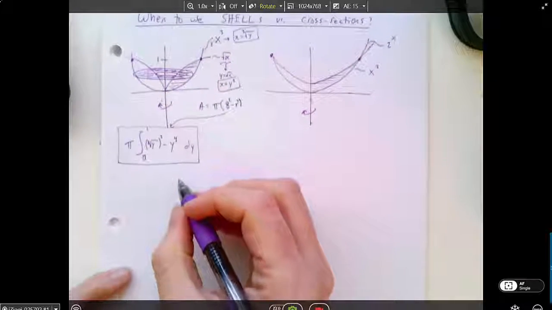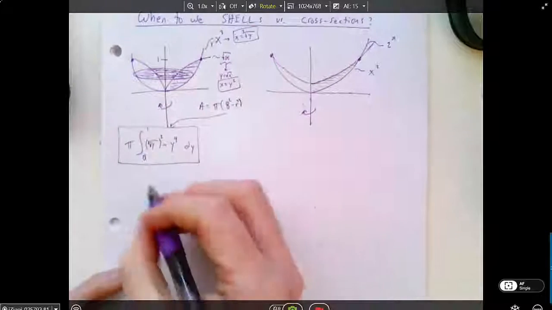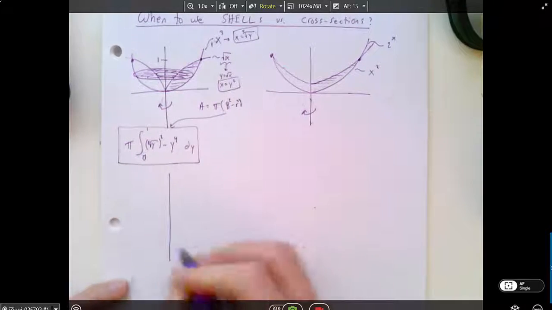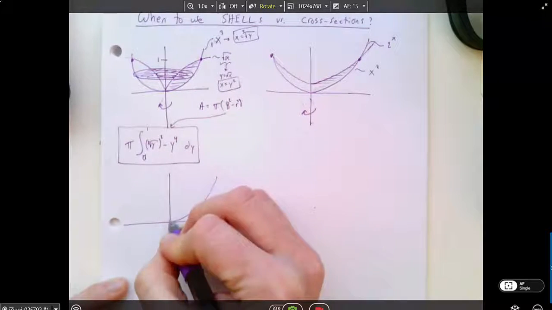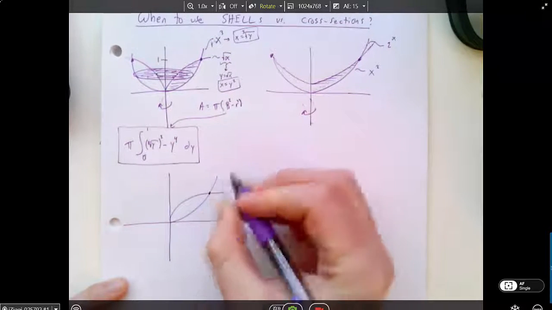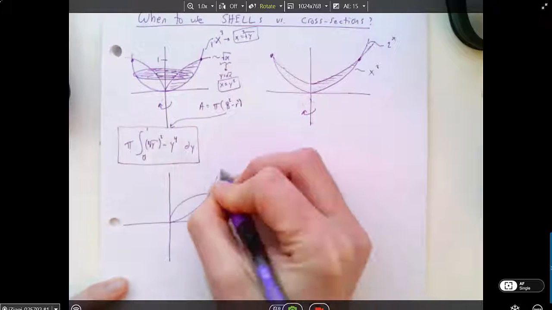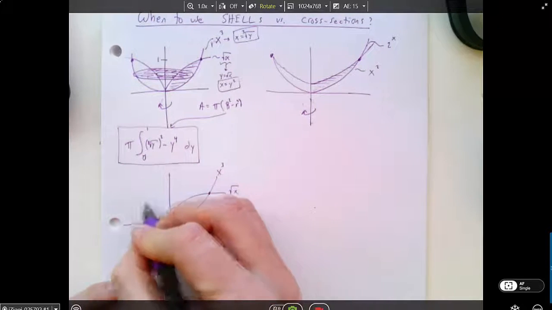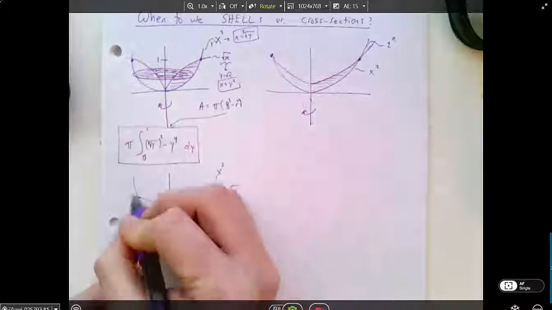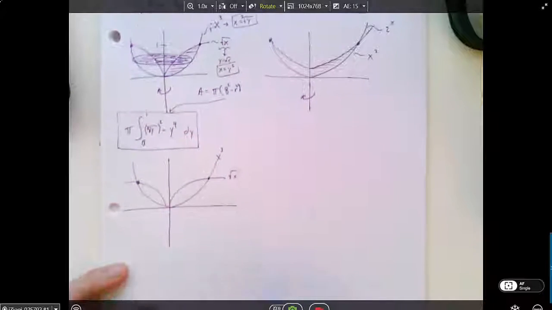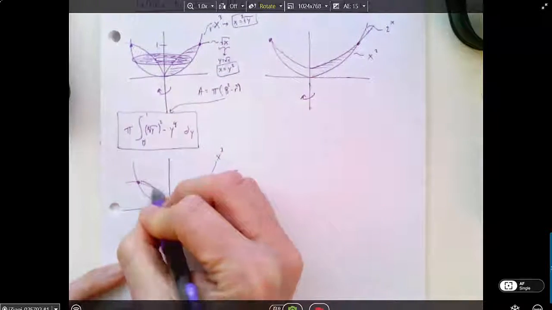Okay, well, if that feels awkward to you, I think shells are also a very clean way to do this same problem. So let's take a look and see what that looks like. So same problem. This is root x. This is x cubed. I am rotating around the y-axis. Let's pretend that that's symmetric. Oh, God. It's very ugly. Okay.